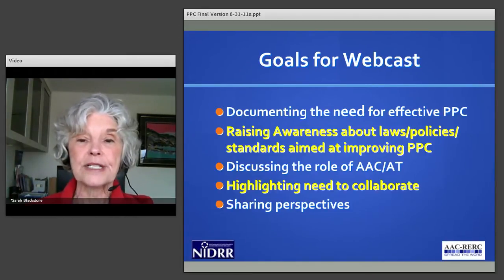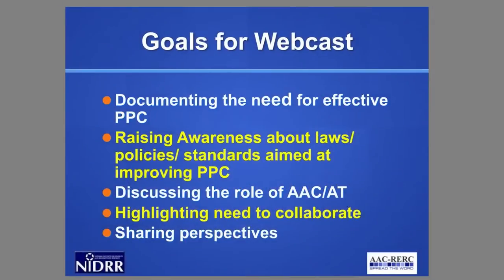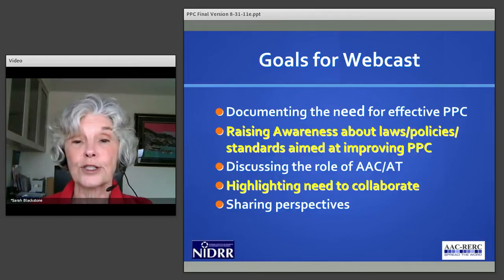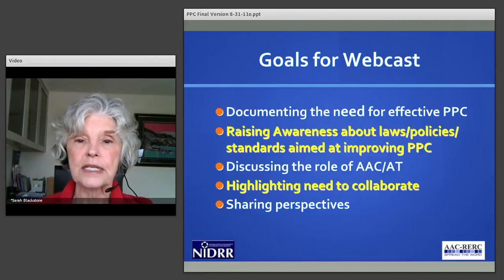The goals for the webcast are stated on this slide. We are hoping to increase your understanding of why communication is so important in healthcare settings, as well as raise your awareness about some of the federal laws, policies, regulations, standards, and technologies that are available. Given who we are, we're going to highlight ways in which AAC and assistive technologies can contribute to the creative and collaborative 21st century solutions to those problems that we're facing today. Finally, you're going to hear about people who have faced real critical issues in healthcare settings and the kinds of solutions that our experts are helping to forge and bring about.